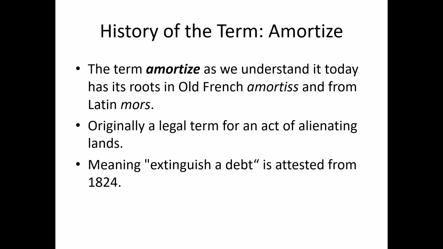The term amortize, as we understand it today, has its root in Old French amortis, and from Latin mors, originally a legal term for an act of alienating lands, and this meaning to extinguish a debt is attested from 1824. So from about 1824 on, the term amortize was used more for real estate properties and homes rather than its literal meaning for a death pledge.